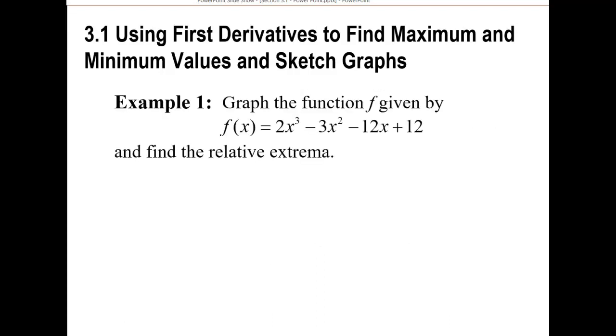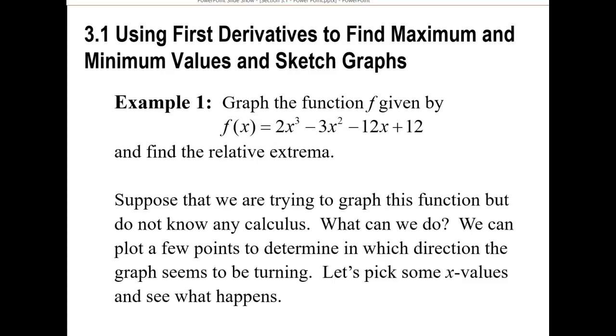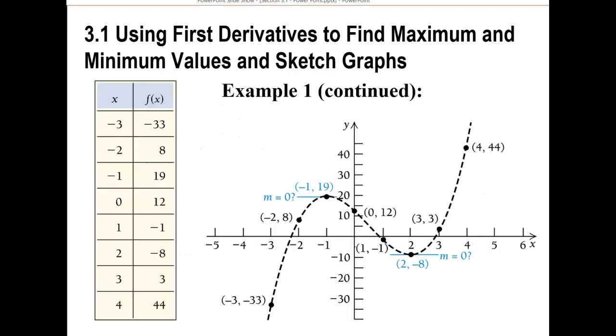All right, so our first example: graph the function given by this cubic polynomial and find relative extrema, meaning maxes and mins. So our first step is going to be find the derivative. Suppose we're trying to graph this function, but if we don't know any calculus at all, what would you do? Well, you'd plot a few points and determine which direction the graph seems to be turning, right? Just plot a bunch of points and connect the dots. So they're going to start this first example that way, so we can get a visual of what the graph looks like to help make sense of our derivatives.